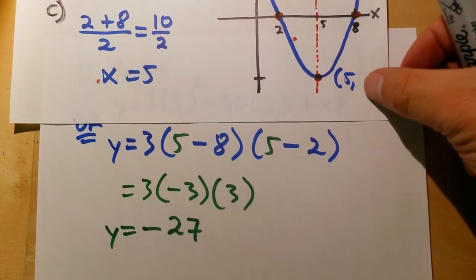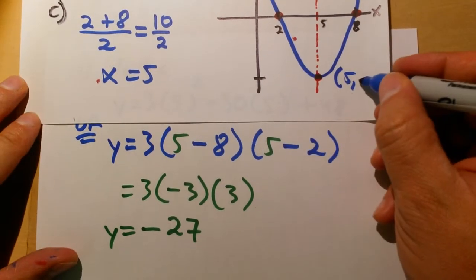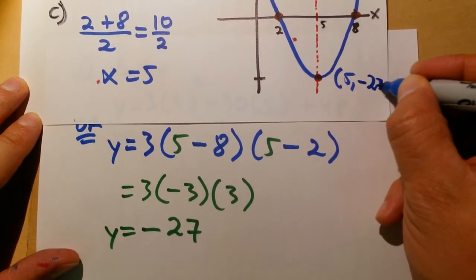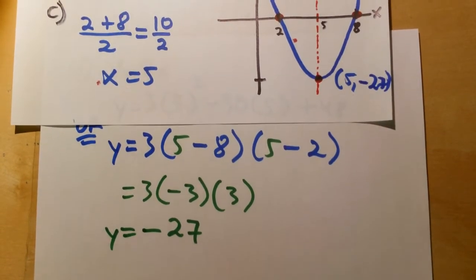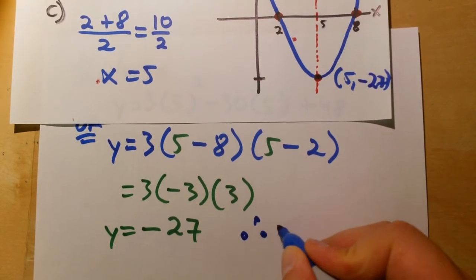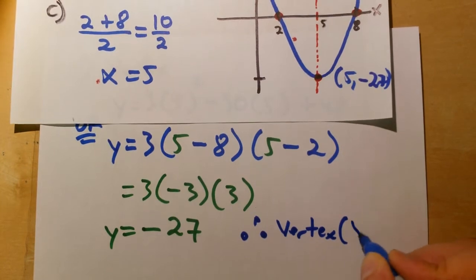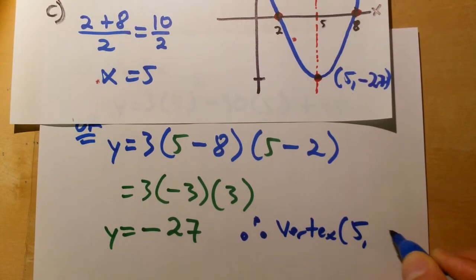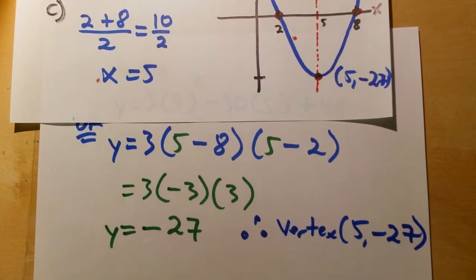Okay, and we already know that the x coordinate here is 5 already. So let's substitute this with negative 27. So that means the coordinates of the vertex, therefore, our vertex is 5, comma negative 27. All right.